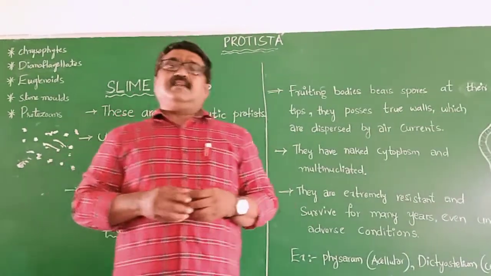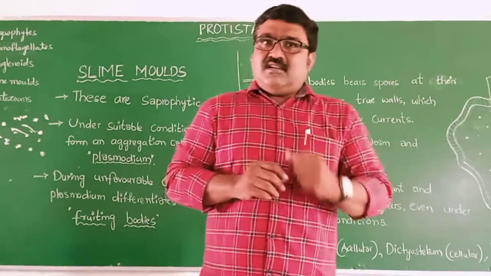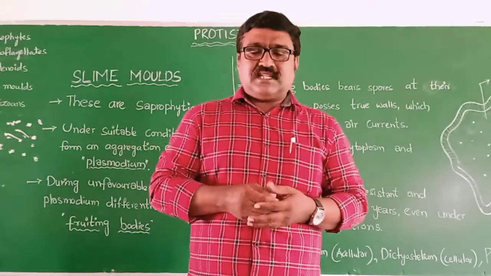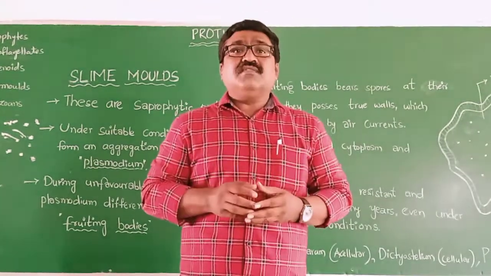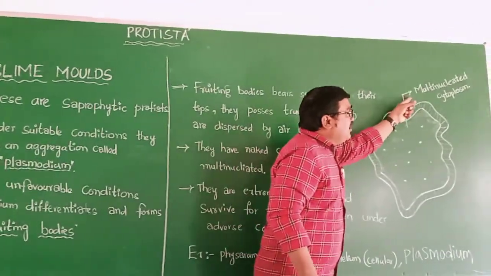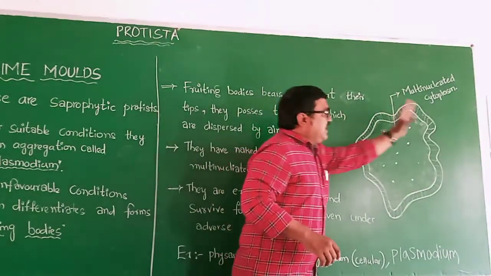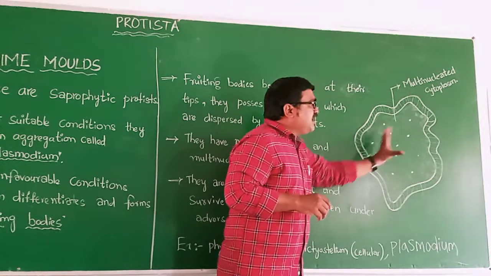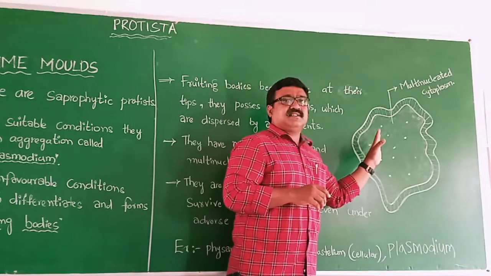So the first one is acellular slime molds. In acellular slime molds, the body of the organism is wall-less. It is wall-less and a multinucleated protoplasmic mass is present. This is the slime mold structure where several wall-less cells are present, and it is a protoplasmic mass-like structure, a multinucleated protoplasmic mass.